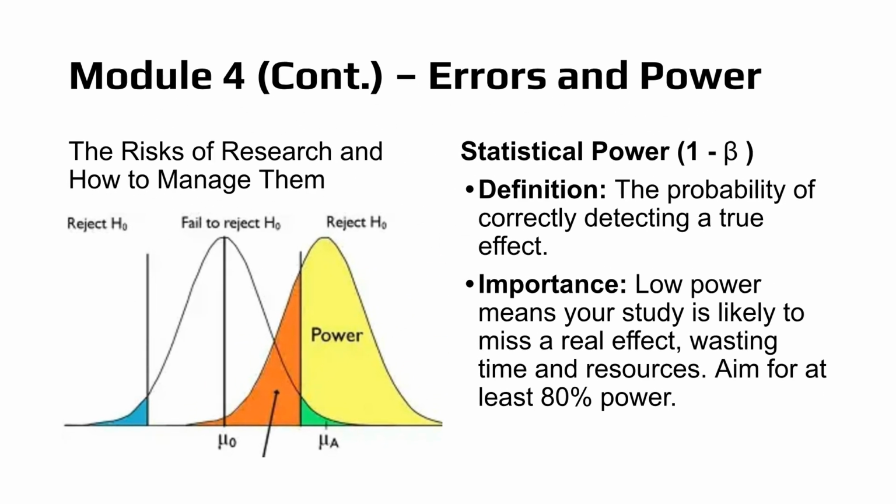Slide illustrating statistical power. This brings us to statistical power. Power is the probability of correctly detecting a true effect. If your study has low power, you are likely to miss a real finding, which wastes time and resources. As a rule of thumb, we always aim for a power of at least 80%.